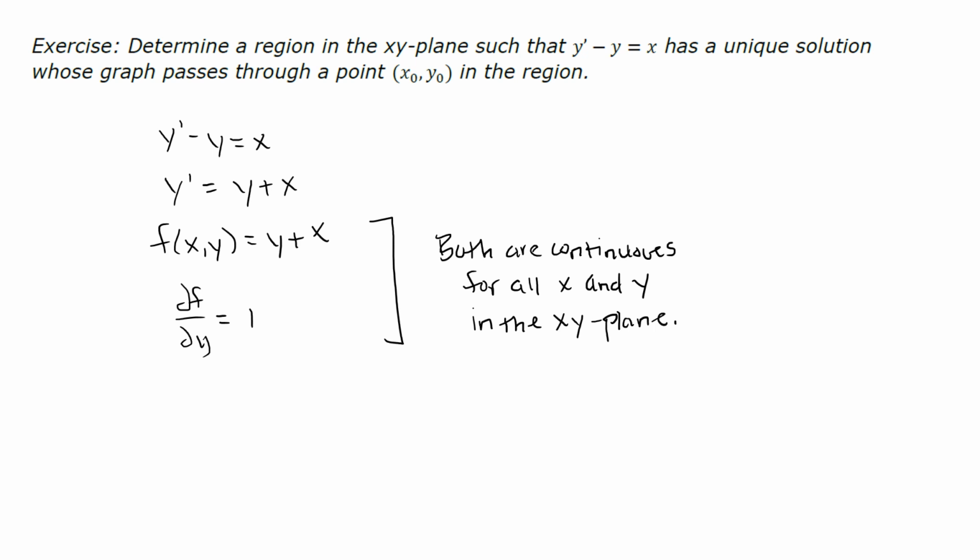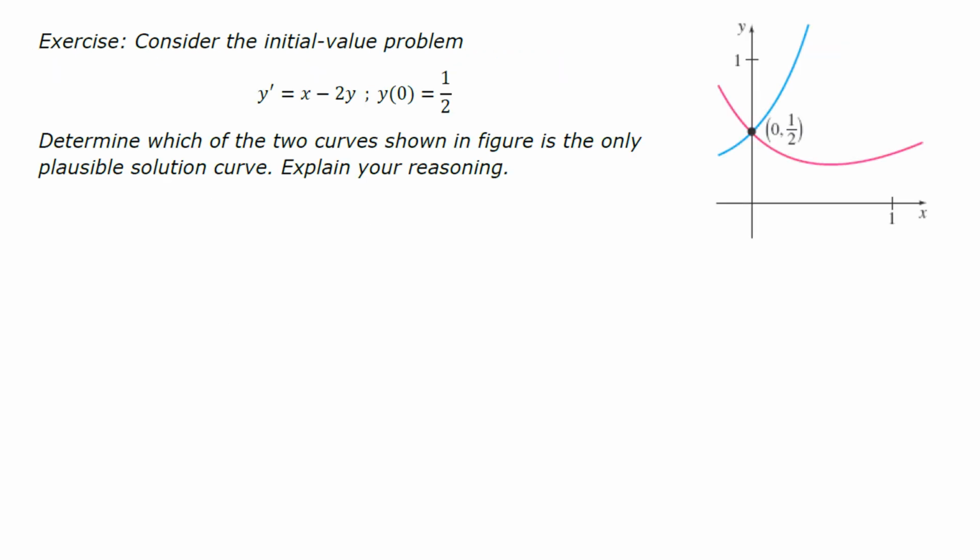Okay, let's do the next one. All right, so in this exercise, we are asked to consider the initial value problem, y prime equals x minus 2y, with an initial condition y of 0 equals 1/2. Determine which of the two curves shown in the figure is the only plausible solution curve. Explain your reasoning. Okay, so we know right off the bat that we have an initial condition. So when x equals 0, y equals 1/2. So that gives us the point 0, 1/2.